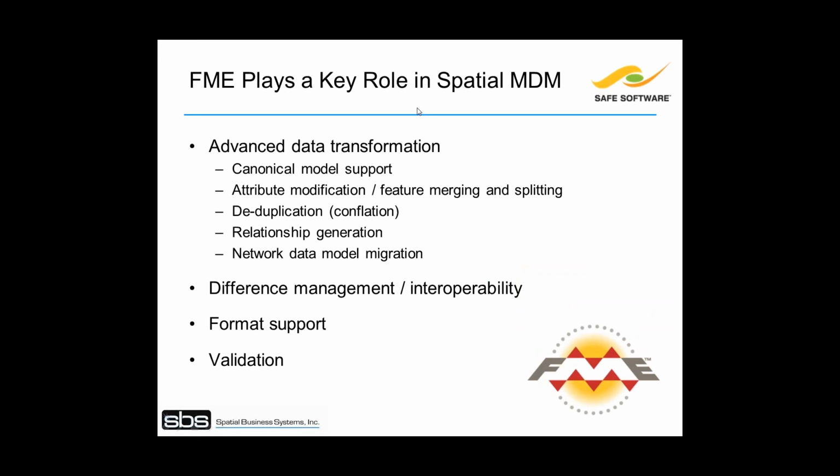FME, again, what it does so very well is the data transformation, and at the heart of an MDM is support for a canonical model. And the canonical model can be considered like a least common denominator. It's that model that supports all the characteristics of the information that are managed within the operational data store. And when you have different GIS environments and you're dealing with putting them into a common environment, you're going to deal with all the things that FME does really well. Merging features, splitting features, modifying the attributes, getting them into a common environment.